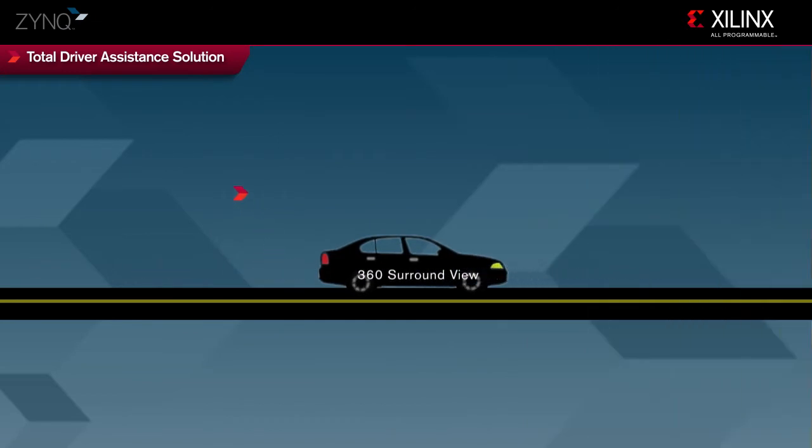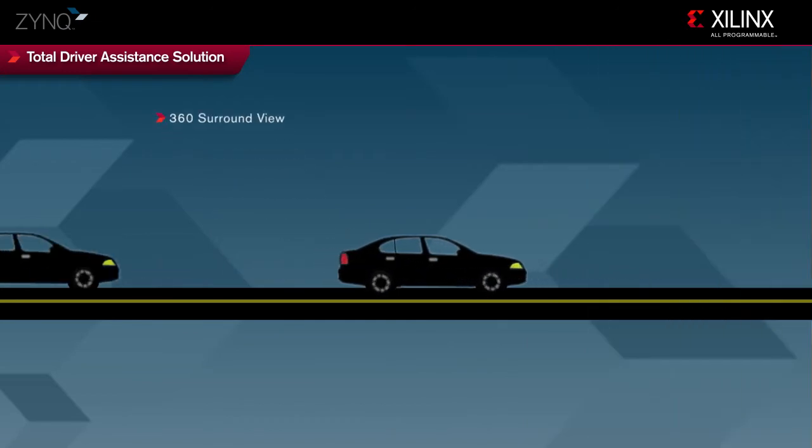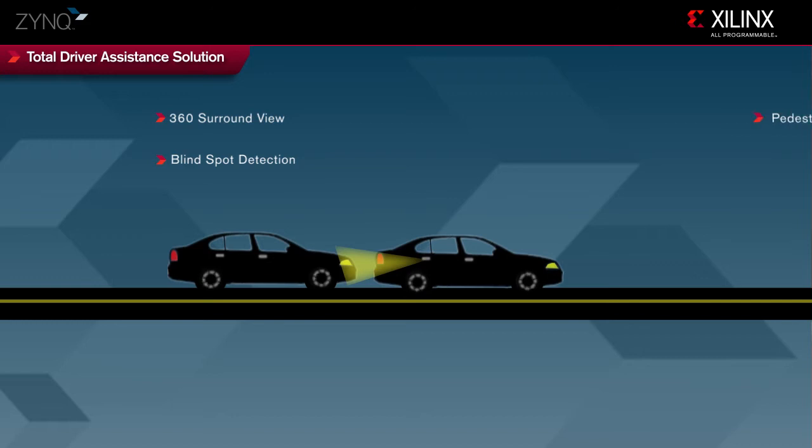I'm here to introduce the automotive grade Zynq-7000 all-programmable SoC, a product ideally suited to one of the fastest growing automotive applications, driver assistance, also known as DA. DA can include visibility features like 360-degree surround view and collision avoidance features such as blind spot detection, pedestrian detection, or lane departure warning. Demand for advanced DA features is posing both technical and business challenges.